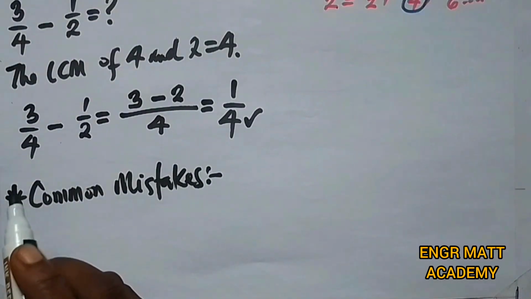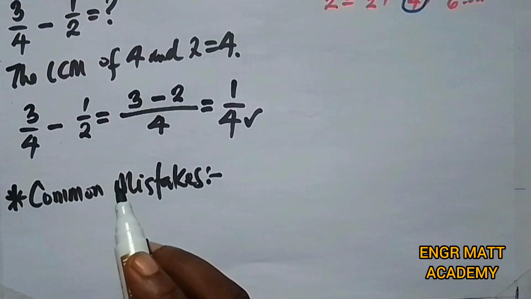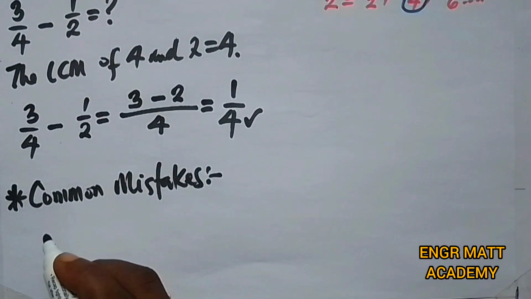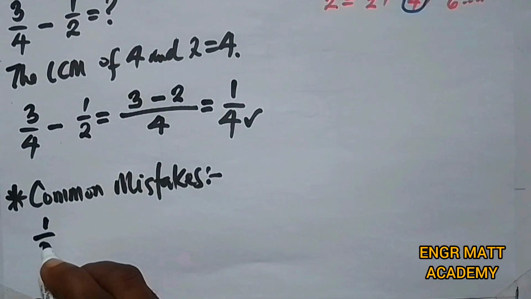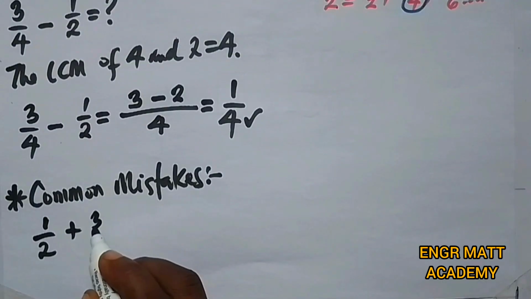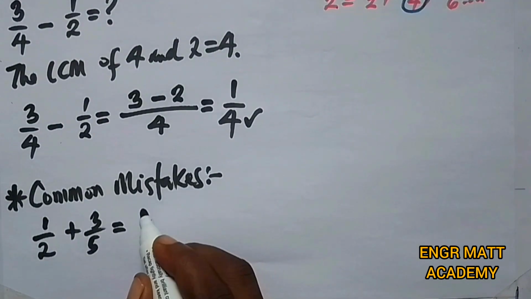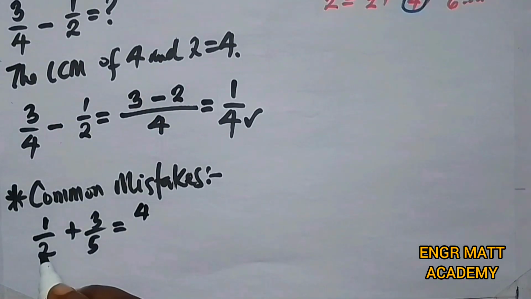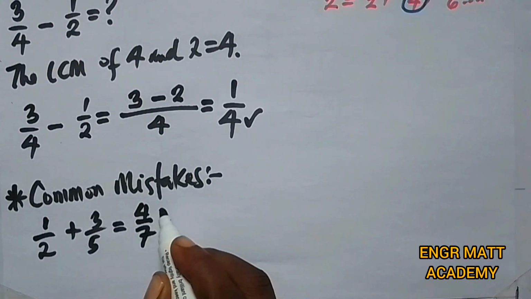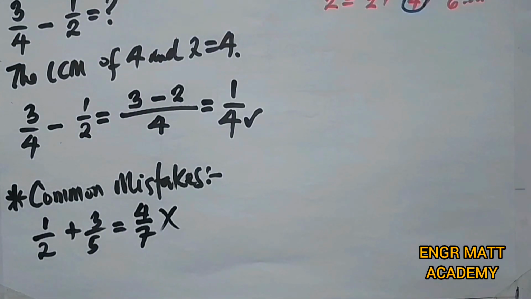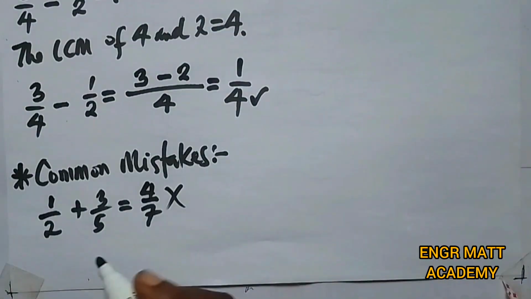You don't add the numerator, the denominators. For instance, if you have 1 over 2 plus 3 over 5, many students do the mistake of adding the numerators. 1 plus 3, 4. 2 plus 5, 7. That is wrong. Remember, when the denominators are not the same, you don't add them. Even when they are the same, you don't add them.